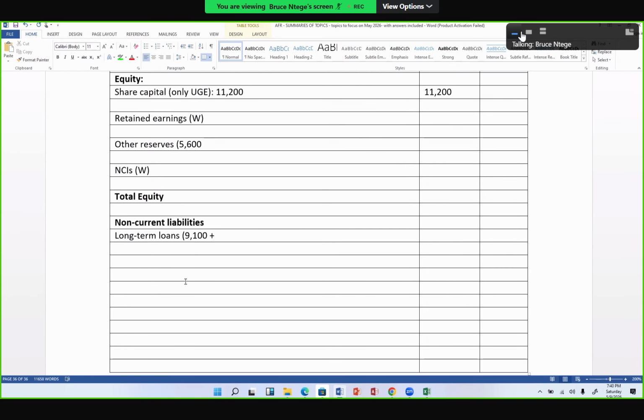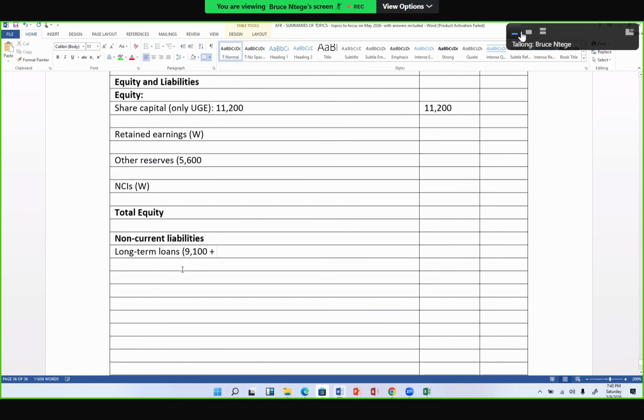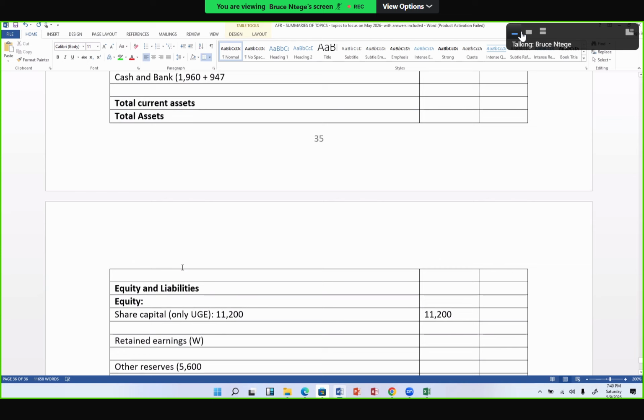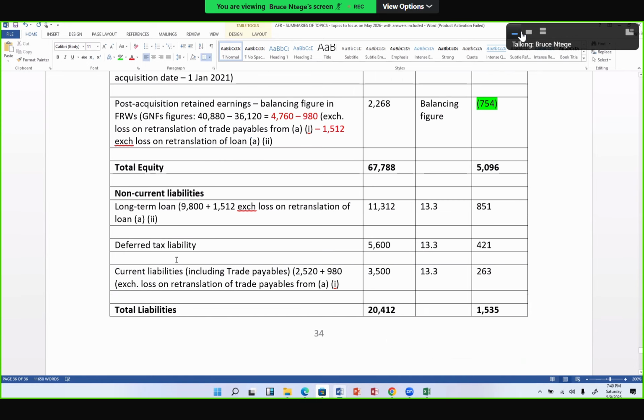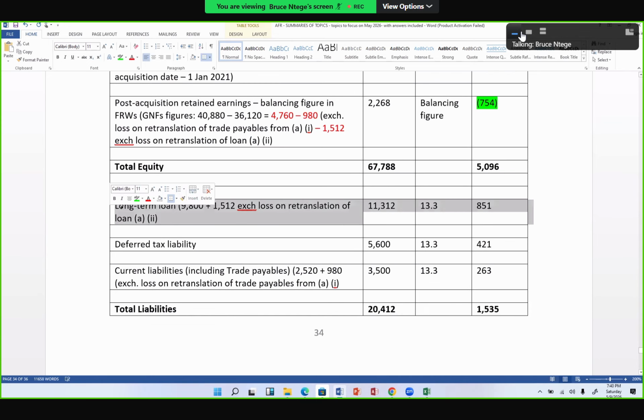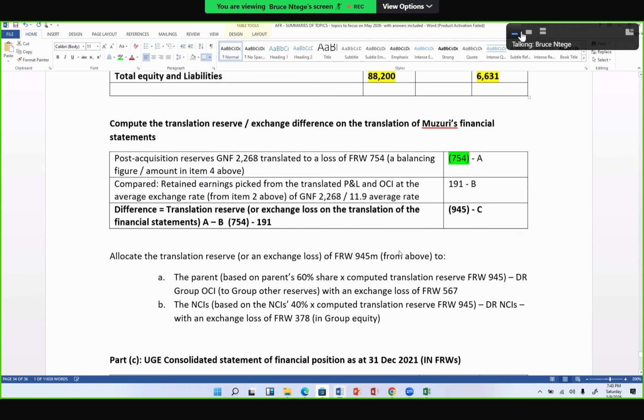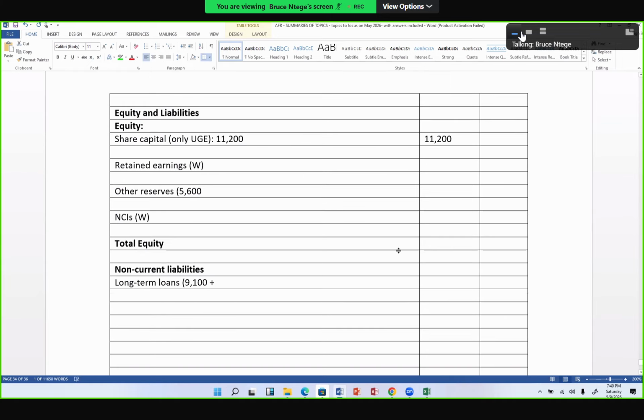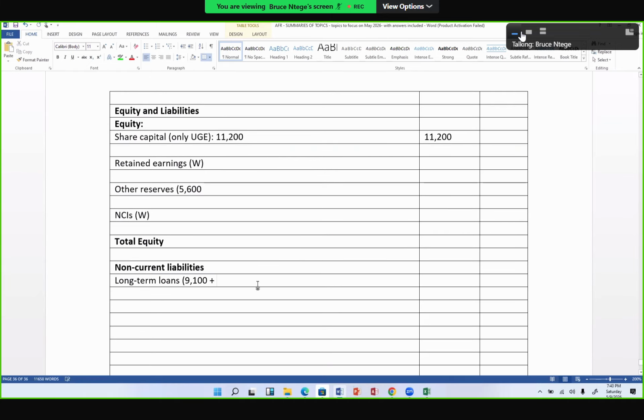So under Missouri, if I go back to part B up there, the non-current long-term loan, we see we had 851. So I'll pick that 851 and take it there. So that's 851 there.